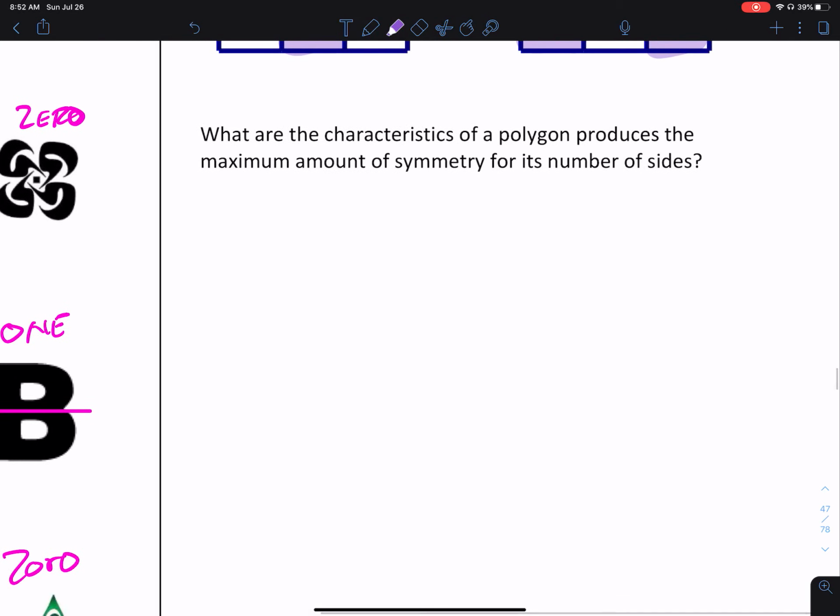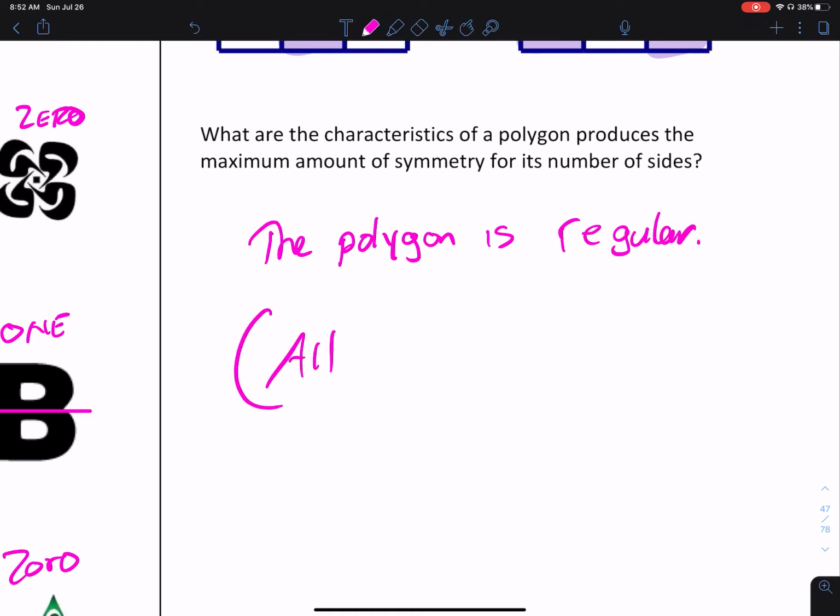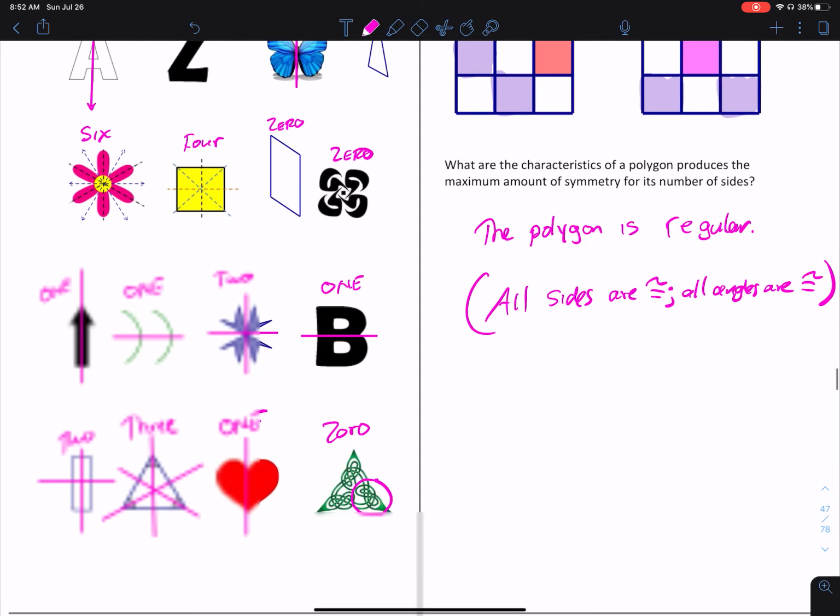What are characteristics of a polygon that produces the maximum number of symmetry for its number of sides? Well, to maximize the number of lines of symmetry, the polygon is a regular polygon. That means all sides are congruent, all angles are congruent. That's what a regular polygon is.